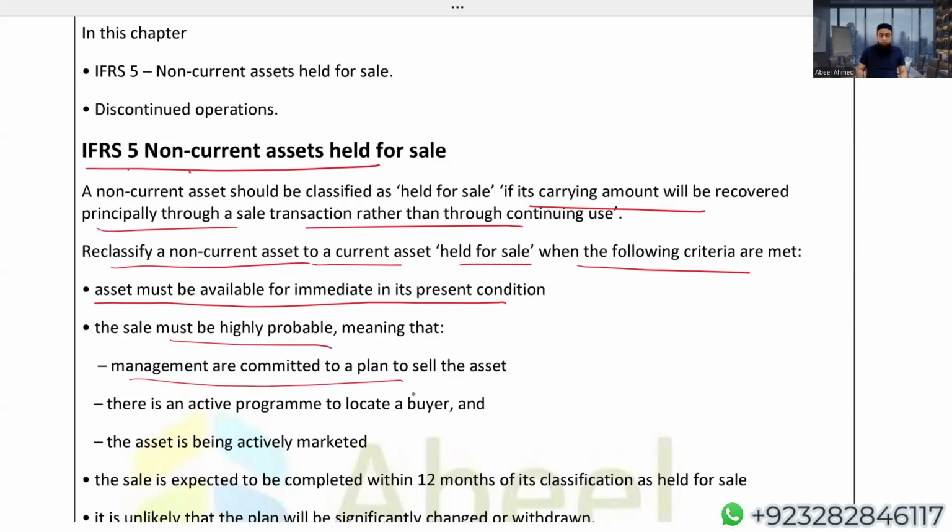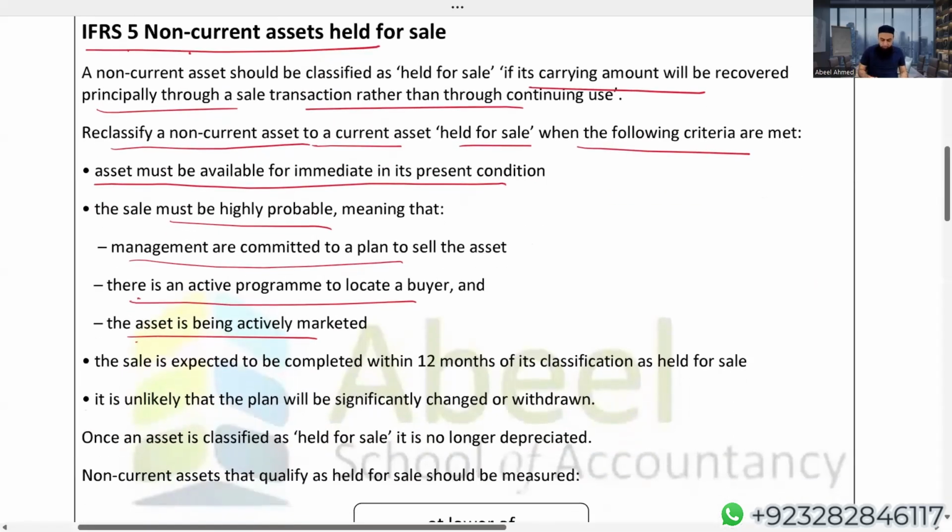So management should be committed to a plan to sell the asset. There is an active program to locate a buyer. Of course, you will be giving proper advertisement and you are trying to locate a buyer. The asset is being actively marketed. If all these conditions are met, only then you can apply IFRS 5. The sale is expected to be completed within 12 months.